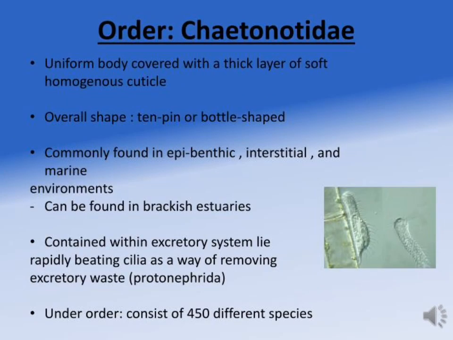Lastly is order Chaetonotida: a uniform body covered with a thick layer of soft homogeneous cuticle, overall shape tenpin or bottle shape, commonly found in epibenthic, interstitial, and marine environments. It can be found in brackish estuaries and it has an excretory system with rapidly beating cilia as a way of removing excretory waste. Protonephridia included, it consists of 450 different species.